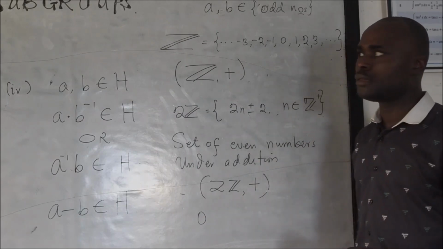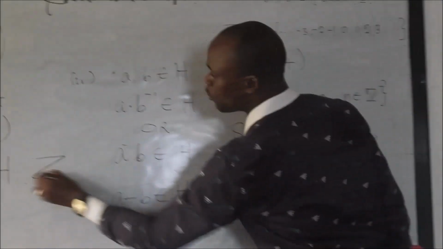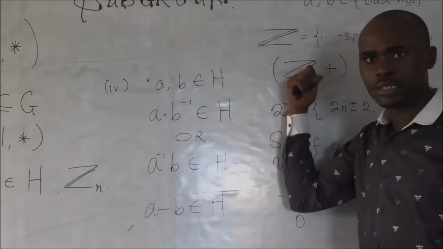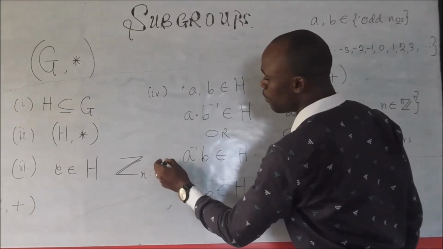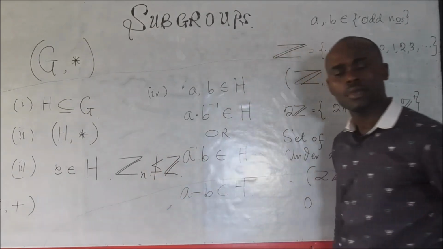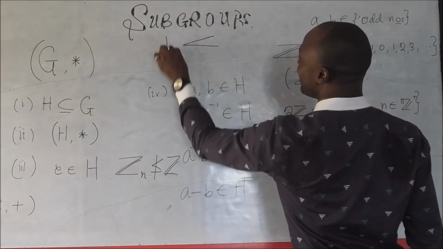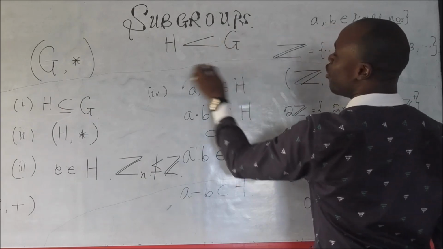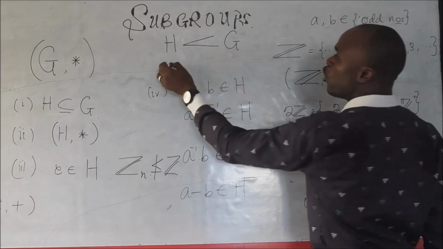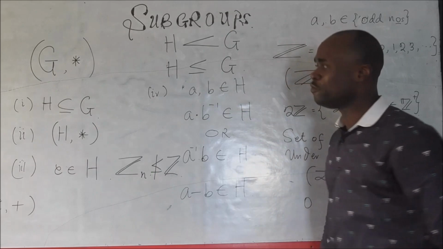Now you will be tempted that since this is a group, you'll be thinking that Zn, which I talked about in one of my videos, is a subgroup of this. Please, it is not a subgroup of this. Now take note that this symbol is always used, so I can say H is a subgroup of G, or this is a proper subgroup, so you say H is a proper subgroup of G, or you can also say that H is a subgroup of G.